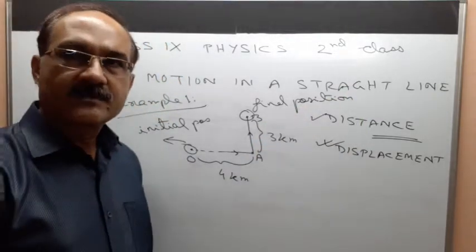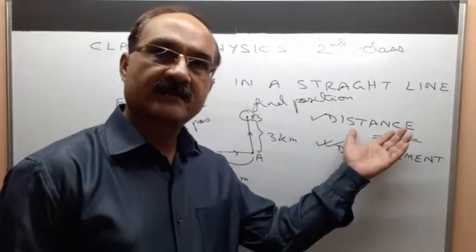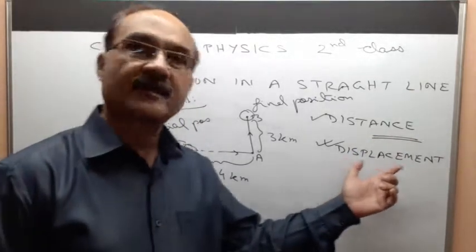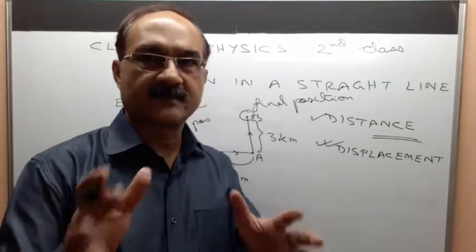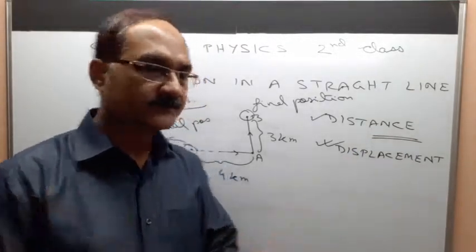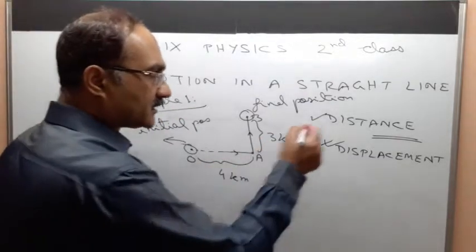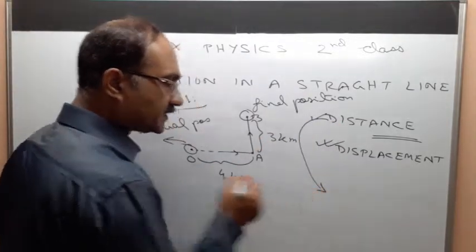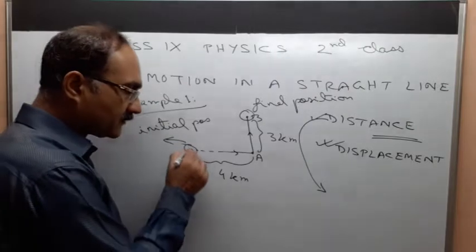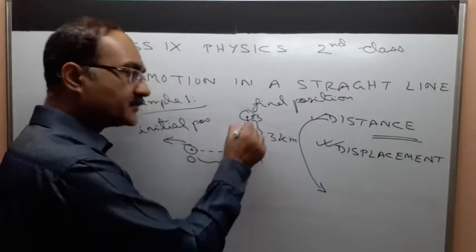So in this situation, what is the distance traveled by the body and what is the displacement of the body? Let's think about that. Okay? Now see, distance covered in this situation is 4 kilometers plus 3 kilometers.